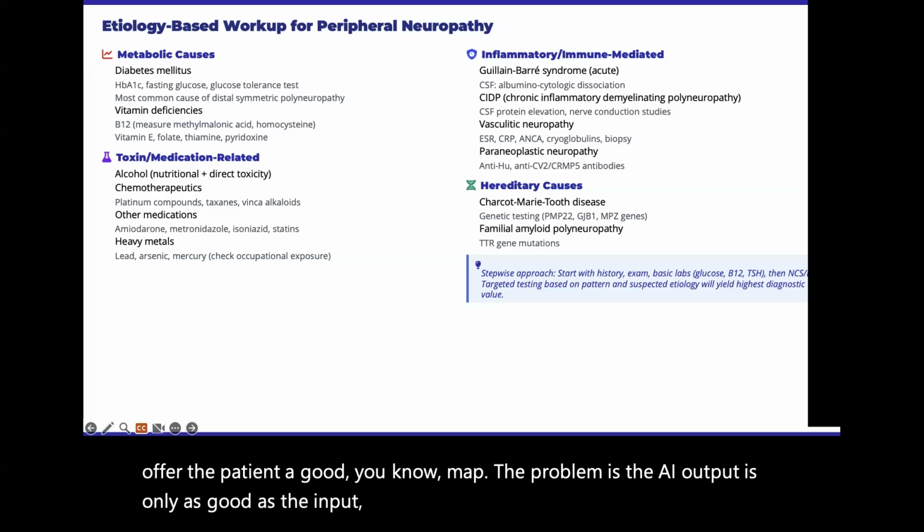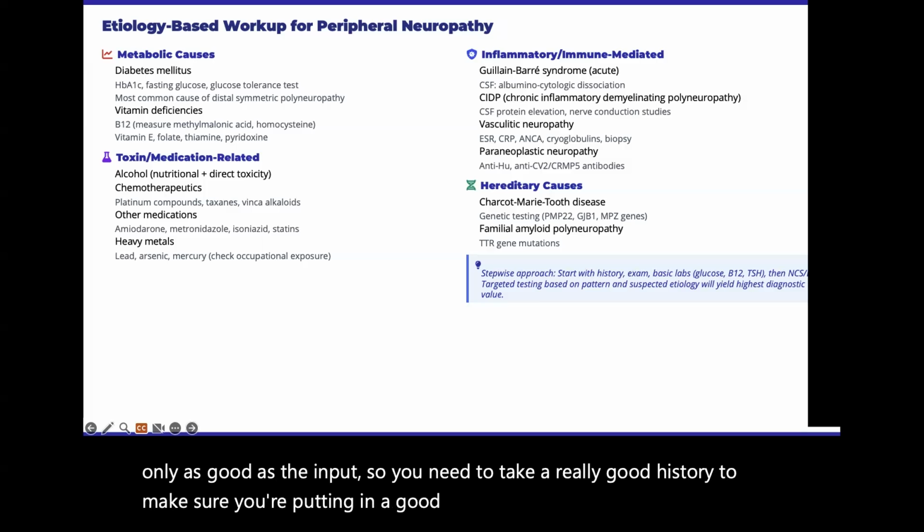The problem is the AI output is only as good as the input. So you need to take a really good history to make sure you're putting in a good prompt that covers all their symptoms so you can hopefully get this.